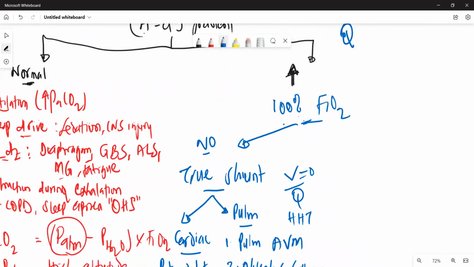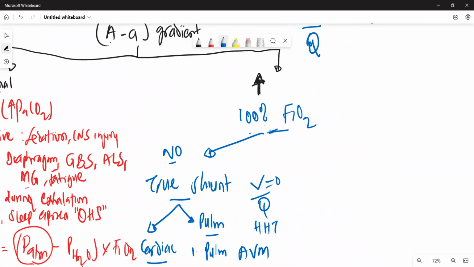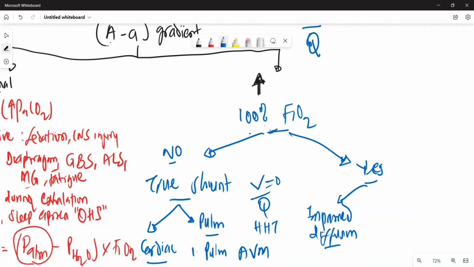So let's say we give this patient 100% oxygen, and then the hypoxemia improves, right? So if the answer is yes, hypoxemia improves in that case, what are we dealing with? That means we still have some ventilation going on, and we still have some perfusion going on. So the ventilation is not 0 and the perfusion is not 0. So it could be that there's impaired diffusion, right? There could be impairment in diffusion. So a problem with diffusion.